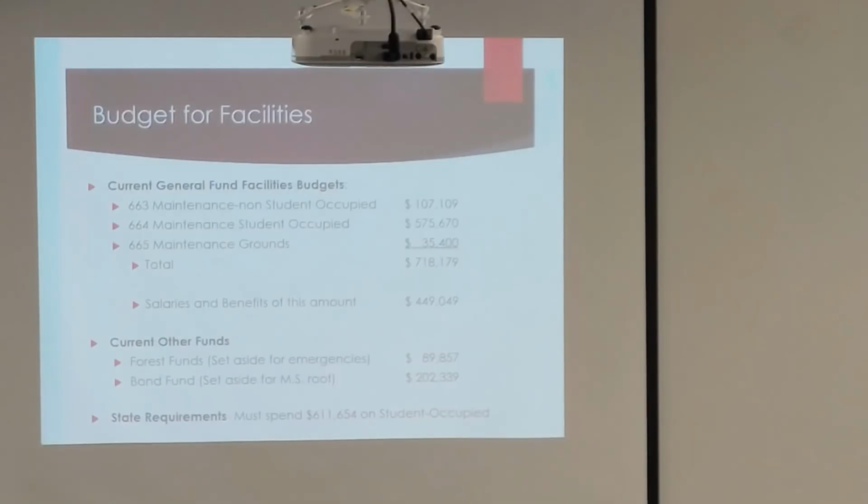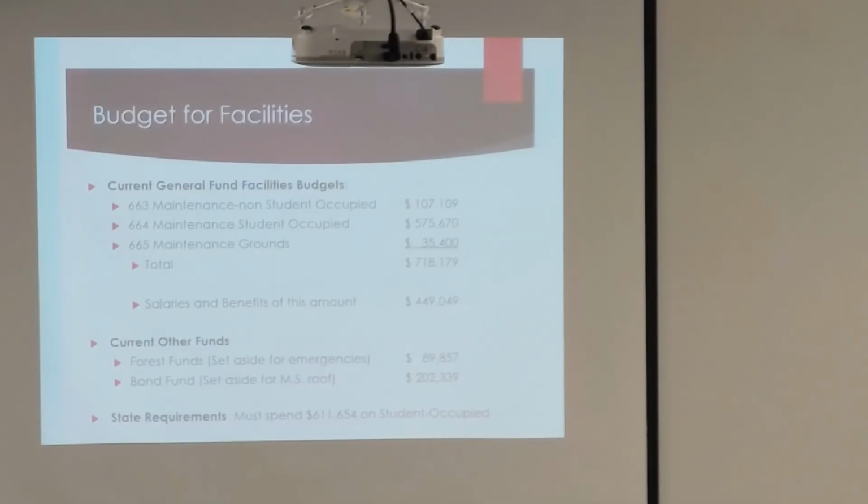Of that $718,000, $449,000 is salaries and benefits. So what this includes is we have 3 full-time staff. That is, they don't get all that, believe me. We have 3 full-time staff in the maintenance department.